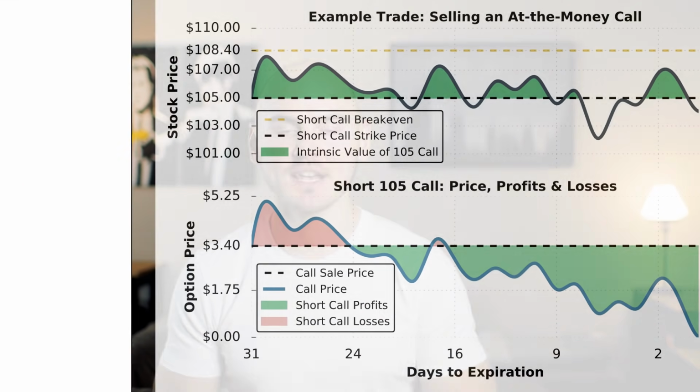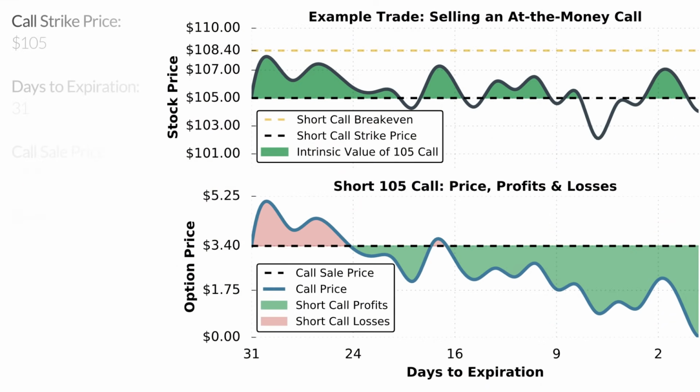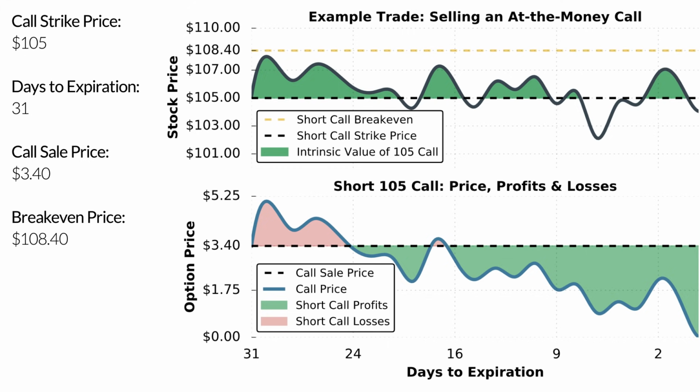Let's go ahead and look at some actual trade examples from history and see how selling call options works as a trading strategy and how it makes and loses money. In this first example, a trader shorts a call option with a strike price of $105, 31 days to expiration, and they sell this call option for $3.40.